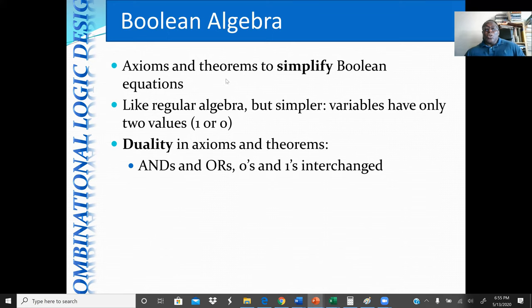And now we go through some Boolean algebra again. So we use axioms and theorems to simplify Boolean equations. Like regular algebra, but simpler: variables have only two values, 0 and 1. These are binary operations, so the possible values for all the variables are either 0 or 1. Also, we have duality in the axioms and theorems. Duality goes with De Morgan's theorem, whereby (xy) inverted is the same as x invert plus y invert.